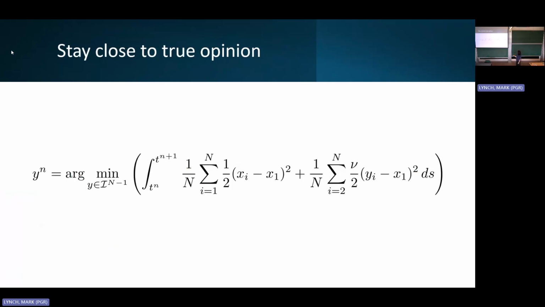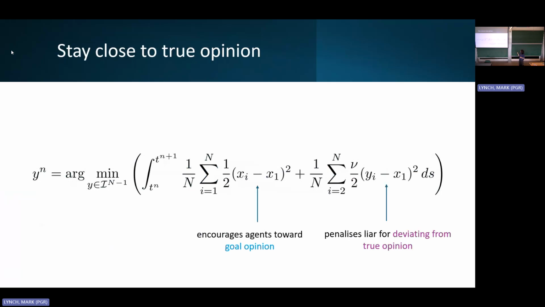So mathematically, this looks like this. The first term here is what we've seen before, encouraging agents towards your goal opinion. Our second term is penalizing the liar from deviating from the true opinion. And this little nu is a regularization parameter. Basically, a larger value of nu means that we care more and more about deviating from the true opinion.